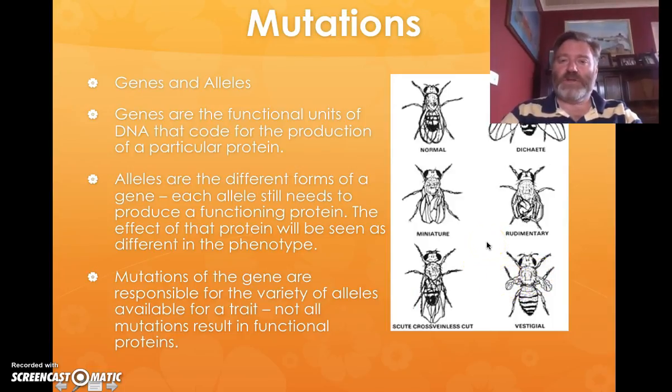But each of these has been created by a mutation to an allele, creating a different protein that creates a different shape for the wing. And if they're functional, they hang on. If they're not functional, they don't. And we've talked a few times about how human beings arose in Africa.